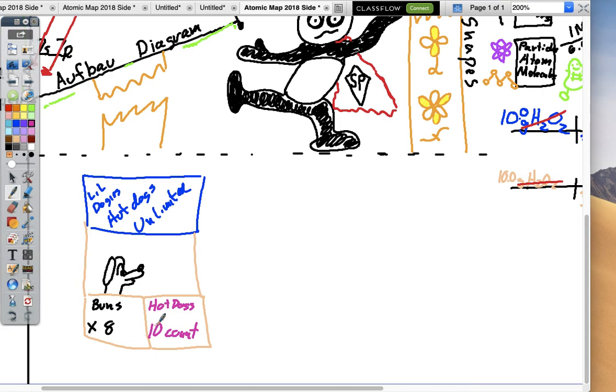Fun story, hot dogs come in packs of 10 and buns come in packs of 8. How many hot dogs, complete, can you actually sell? You want to sell 8 hot dogs, right? So when you get done with this, what we're actually talking about chemically is a concept called limiting factors, okay?